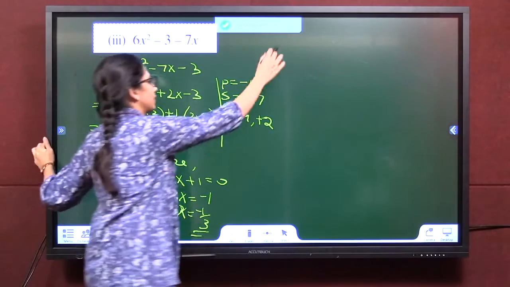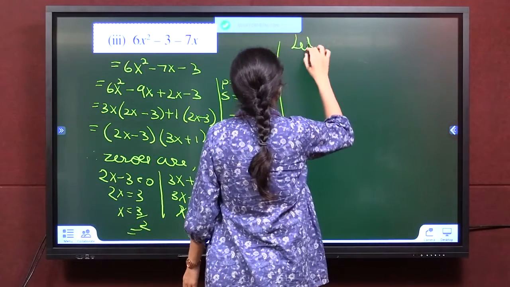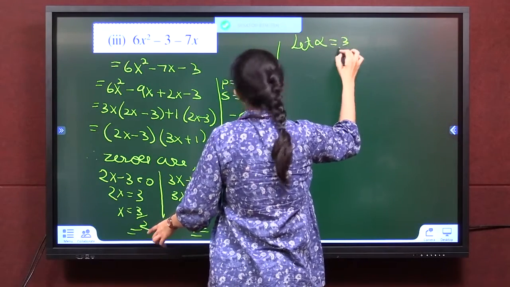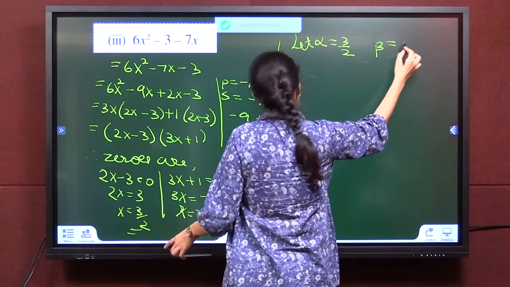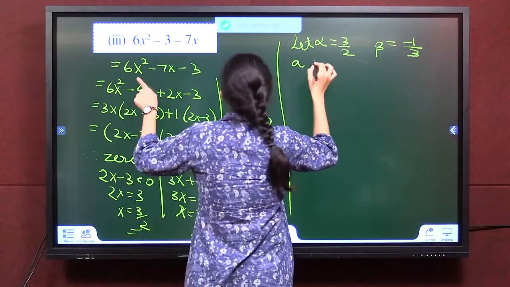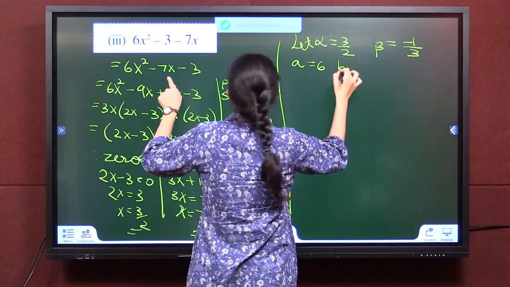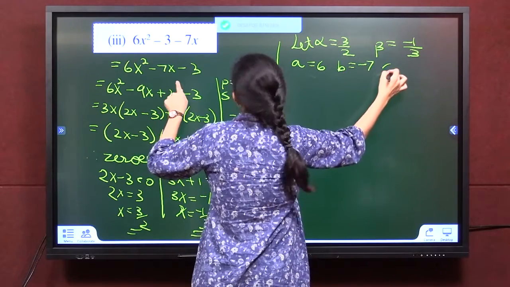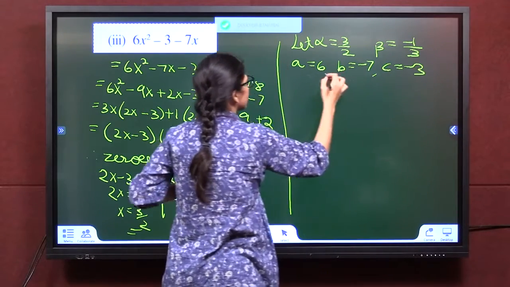So now we have the value of alpha and beta. So let alpha be equal to 3 by 2, beta be equal to minus 1 by 3. What are A, B and C? In the standard form, A is 6, B is minus 7 and C is minus 3.